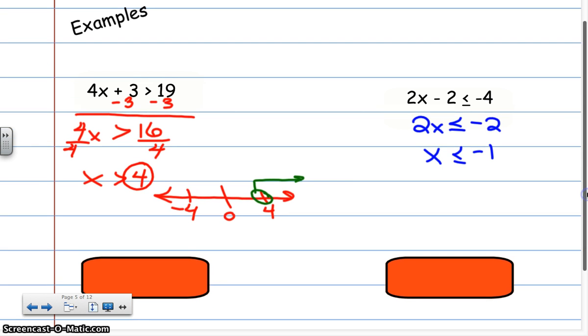Okay, so make my number line. And I get x less than or equal to -1. Do I color it in? Yes. Color it in, go like this.